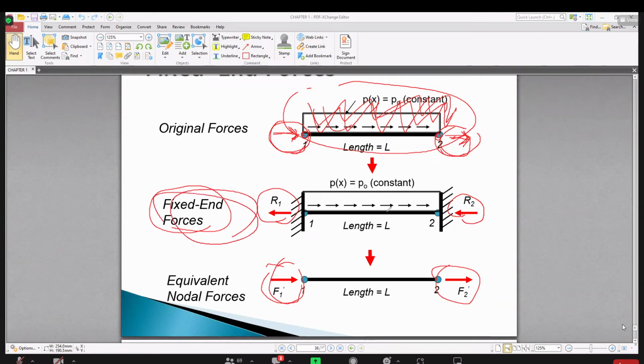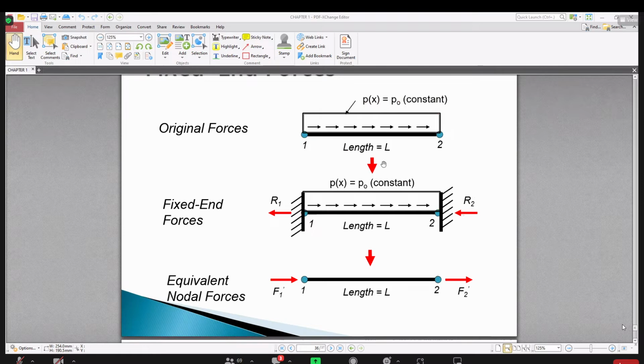This is very simple because this is again uniformly distributed. I have to expect P sub O times L, that's the total force here. You just divide it by 2. But it is quite a bit challenging if the load is, for instance, triangular, or parabolic, or elliptical. That would be a little bit challenging.